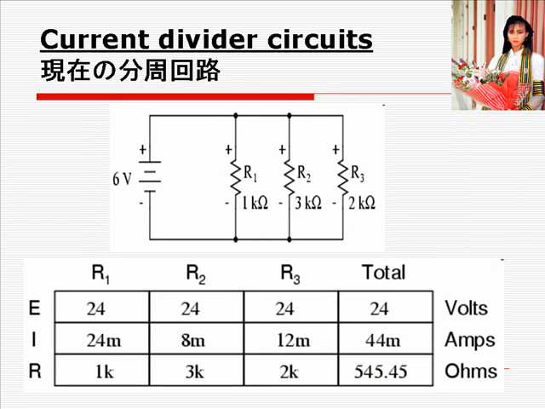Current divider circuits. Let's analyze a simple parallel circuit, determining the branch currents through individual resistors. Knowing that voltages across all components in a parallel circuit are the same, we can fill in our voltage, current, resistance table with 6 volts across the top row. Using Ohm's law, I = E/R, we can calculate each branch current.